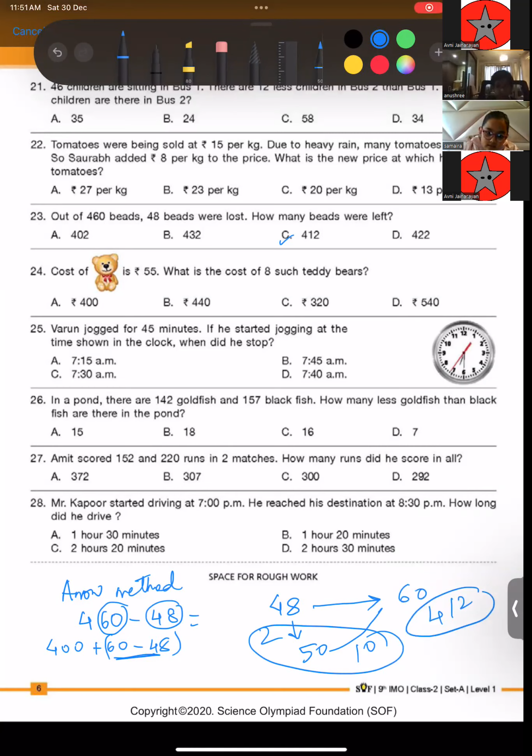Question number 24. Everyone, do give me the answer. Ma'am, I have given you the answer in the chat box. I answered 412. You have given me the answer for the 23rd question. Okay. Yeah, do 24, teddy bear. Cost of a teddy bear is 55.